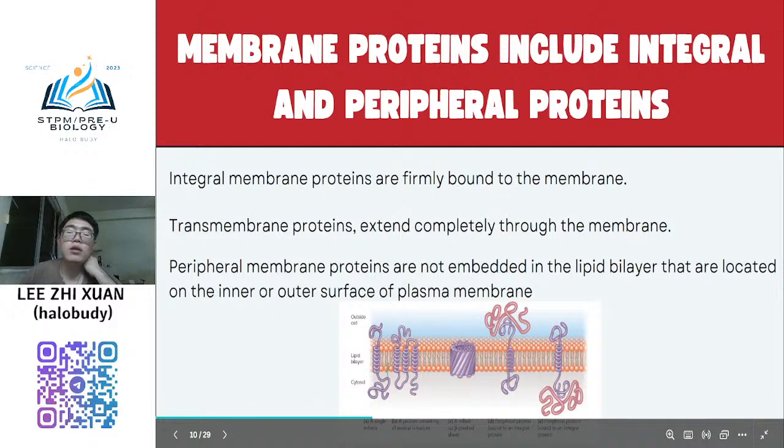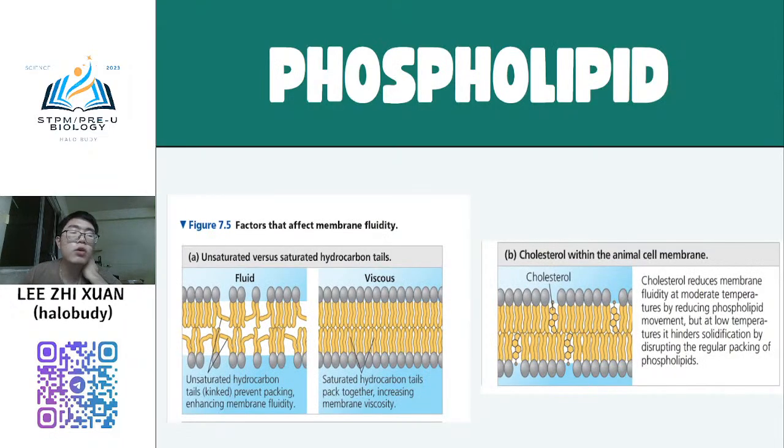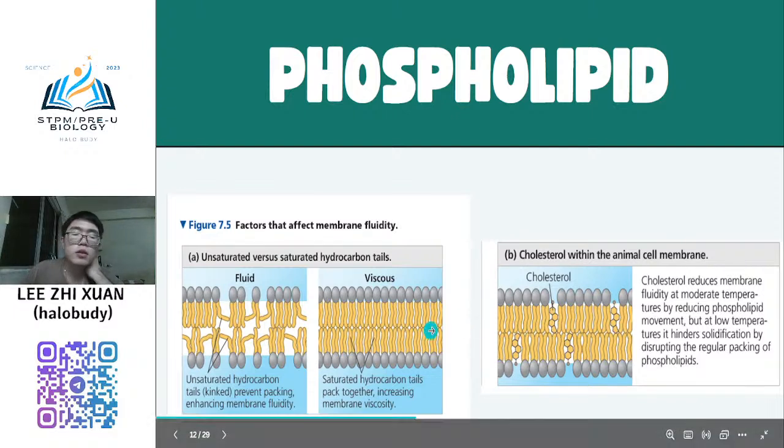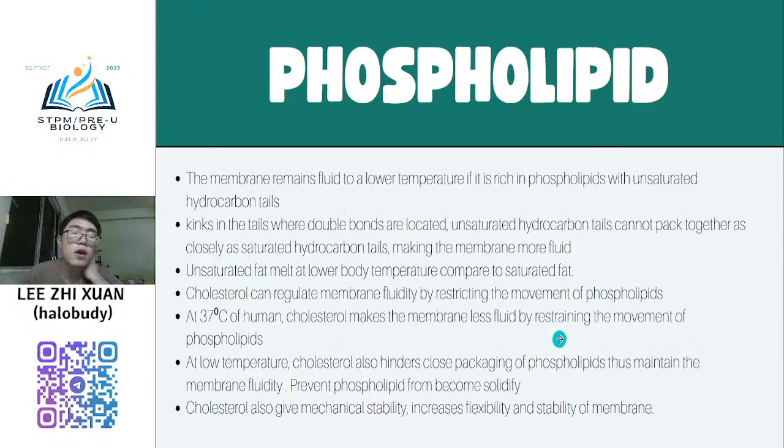Okay, so now we go to the function of the plasma membrane. We know that there are many components in the plasma membrane, right? So first of all, we go to the phospholipid. If you want to refer to phospholipid function, you will refer to this based on their structure. This one I already mentioned, right? Either it's unsaturated or saturated, and some phospholipids contain cholesterol. So these are the explanations.